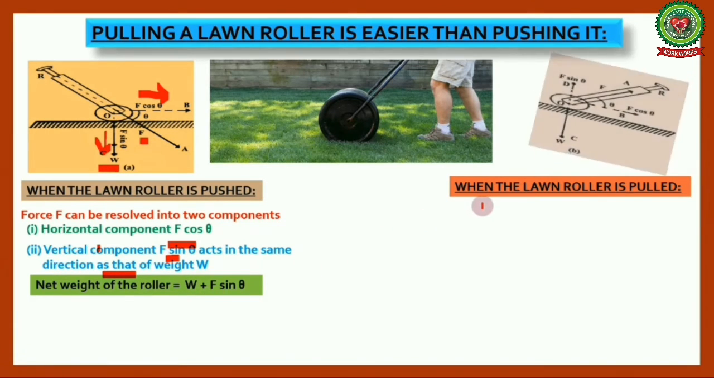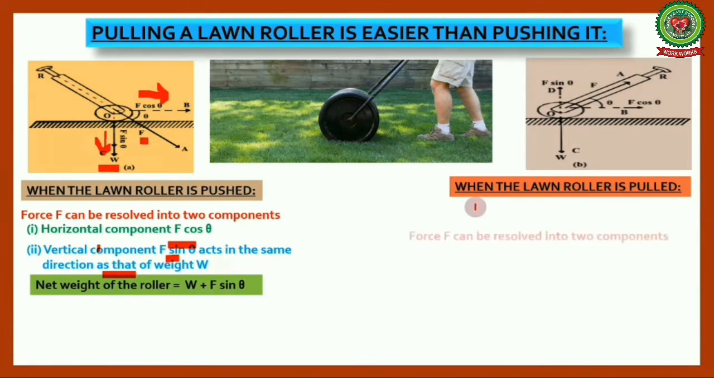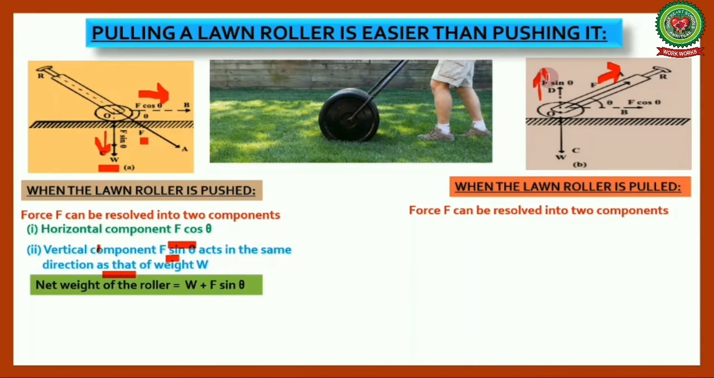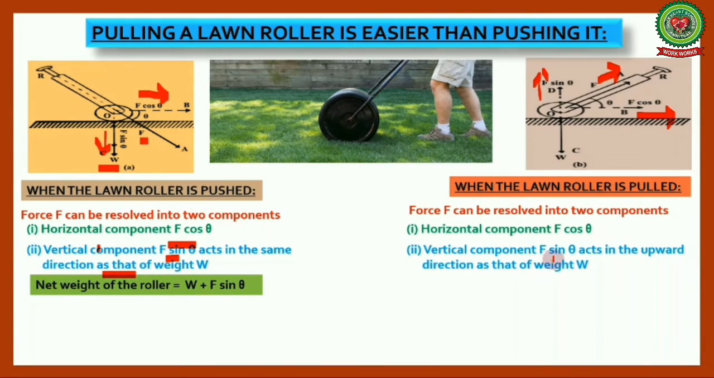Now let's see what happens when we pull the lawn roller. Again, force F can be resolved into two components. Here the force is acting along OA in the upward direction. So F sin θ will be along the vertical direction and F cos θ is again in the horizontal direction. The vertical component F sin θ acts upward, which is opposite to the weight of the lawn roller, since weight is acting downward. Therefore, the net weight of the roller is equal to W − F sin θ.